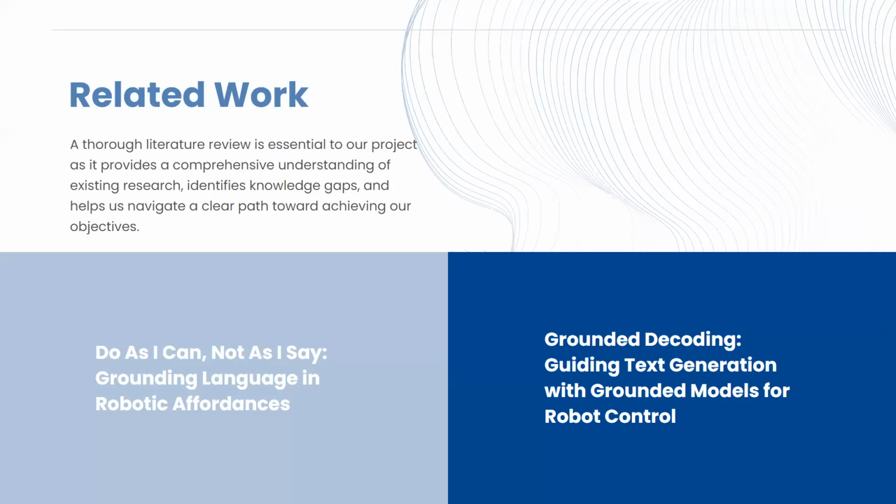Before we started our work, we first scanned the literature. A thorough literature review is essential to our project, as it provides a comprehensive understanding of existing research, identifies knowledge gaps, and helps us navigate a clear path toward achieving our objectives.